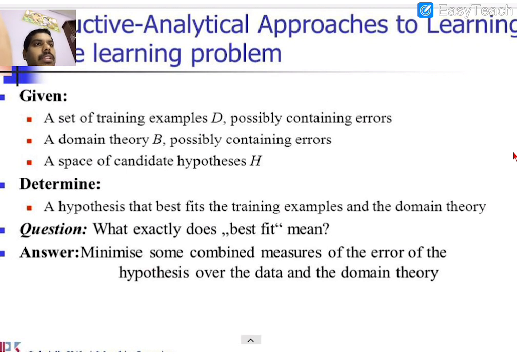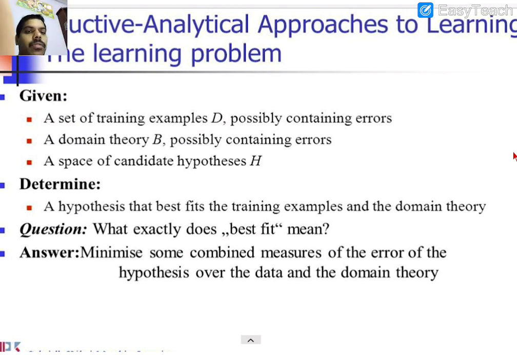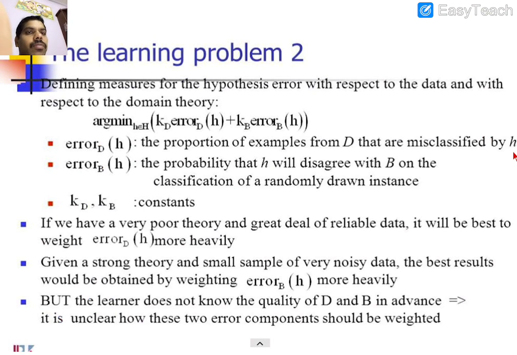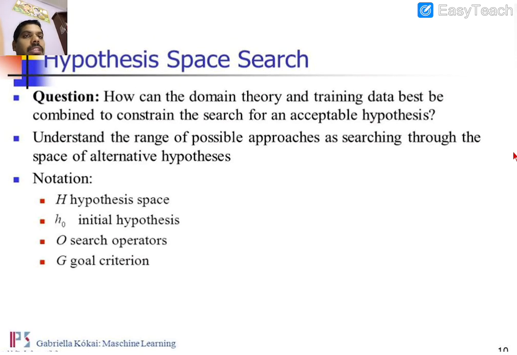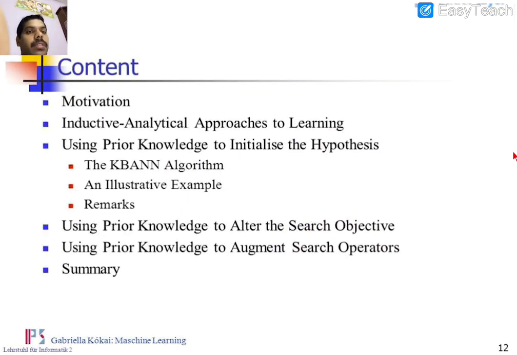And what we discussed: inductive learning approaches to the learning problem. Here we considered the cup problem, and what we define as errors we are able to define, so these errors are going to be removed to define the new hypothesis. And here we have defined the hypothesis, initial hypothesis, and search operators, and the goal to define the target concept, and how the prior knowledge is going to define the initial hypothesis and the objective of the hypothesis space, and what are the steps which are required for the domain theory properly.